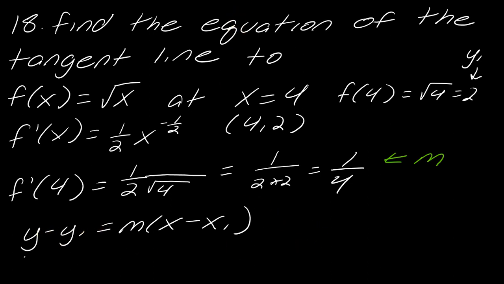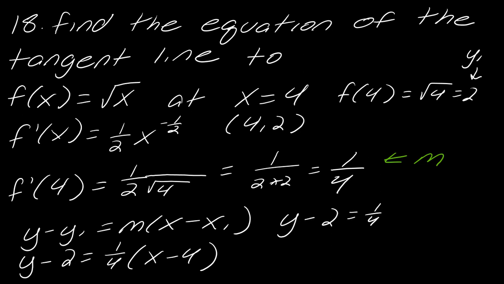Okay, so now I'm going to have y minus 2 equals 1/4 times x minus 4. Okay, so let's put this into slope-intercept form. If I distribute this 1/4, I'm going to have 1/4 x minus 1. And then if I add the 2, I get y equals 1/4 x plus 1. And so there's your tangent line.